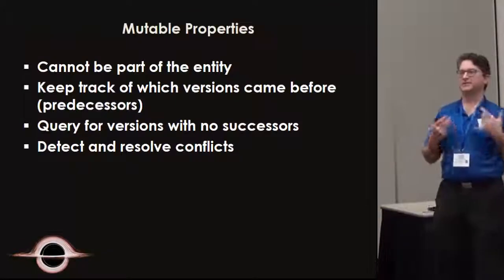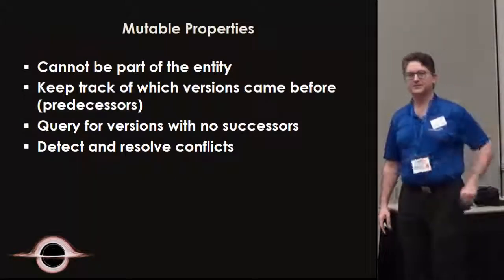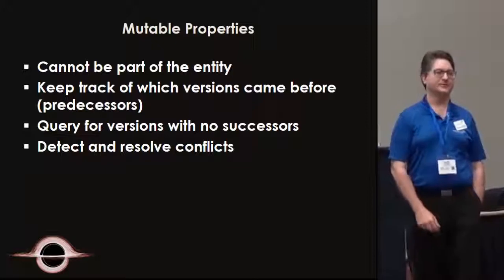So, running a query in this way, if you get one result, no conflict. If you get more than one result, there's been a conflict. These are the possible answers. And so that's how it helps you to detect conflicts. And then in order to resolve them, you just have another version that has both of them as predecessors. You do the merge. So this structure helps you to detect and resolve conflicts. And so that's how you keep track of mutable properties in a historical model.